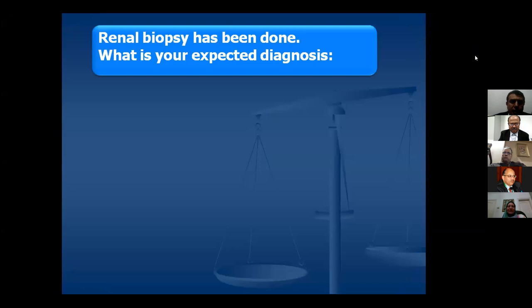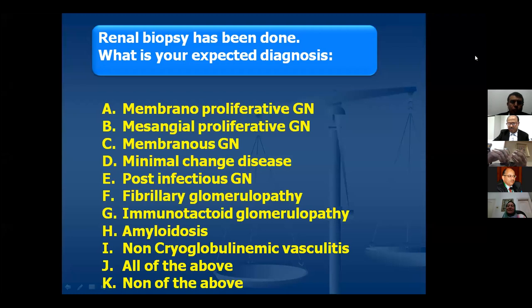What is your expected diagnosis? We have a case treated for hepatitis C, and the PCR became negative. Can you choose? Is it in this situation membranoproliferative, mesangial proliferative, membranous, minimal change, post-infectious, fibrillary, immunotactoid, amyloid, non-cryo, all of the above, none of the above? What's your expectation? Of course, all possibilities are available, but what about your expectation in this situation?